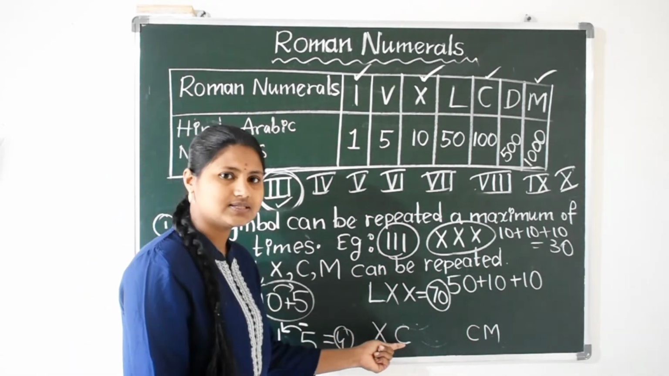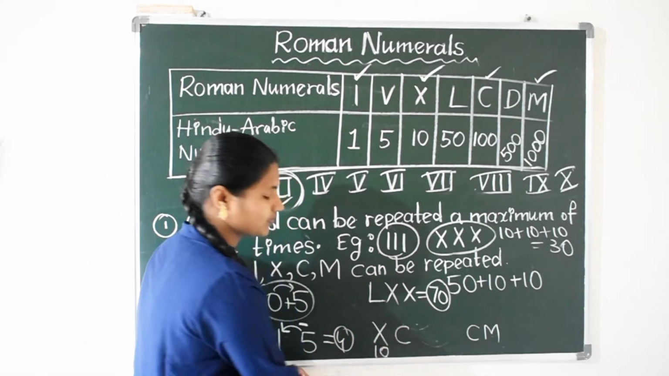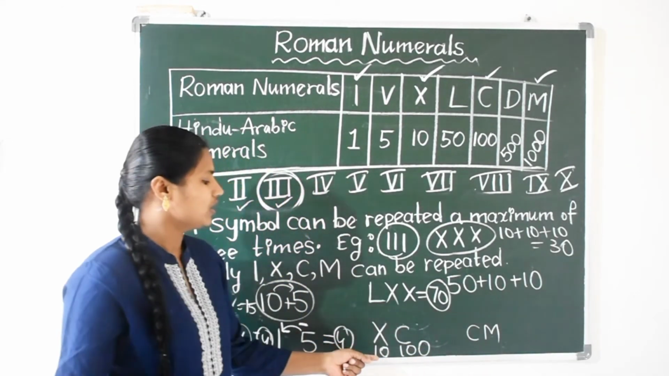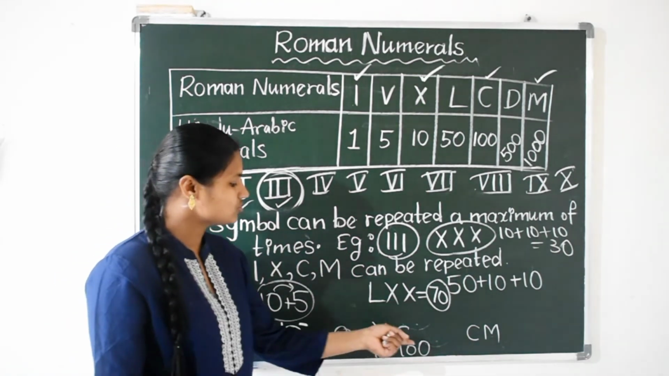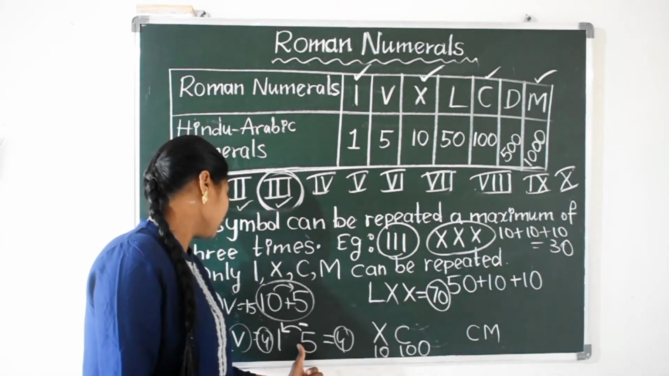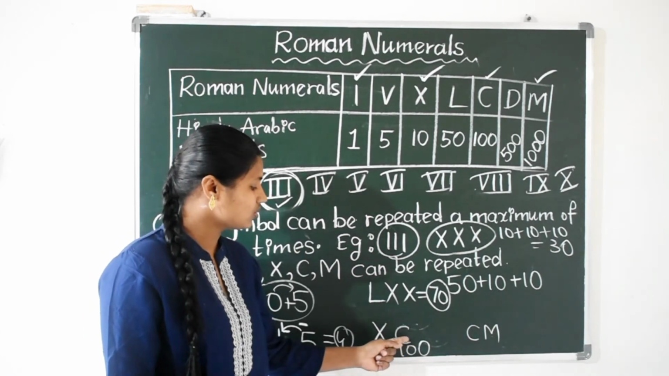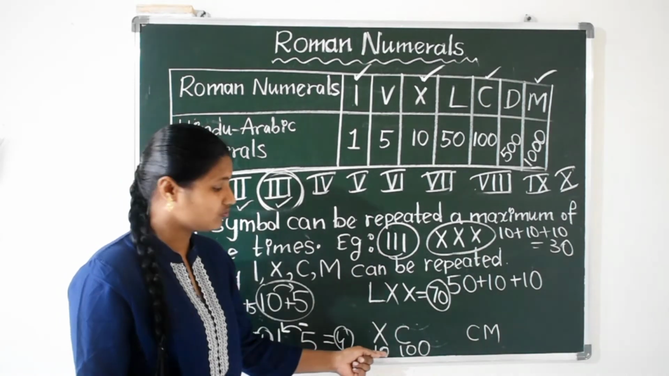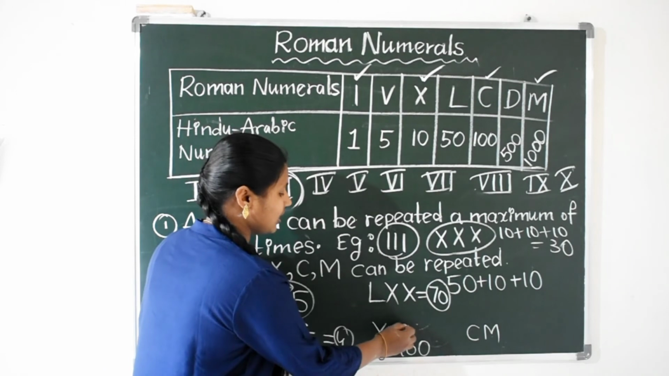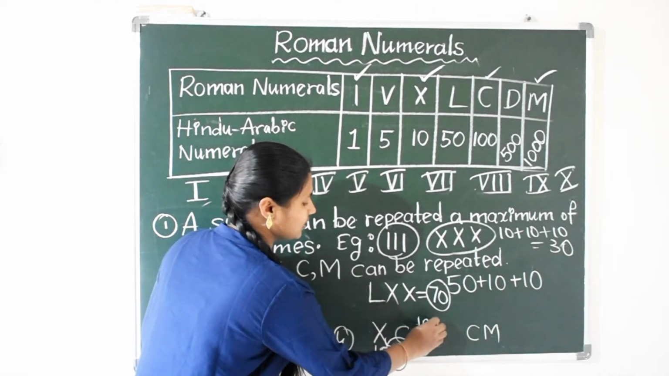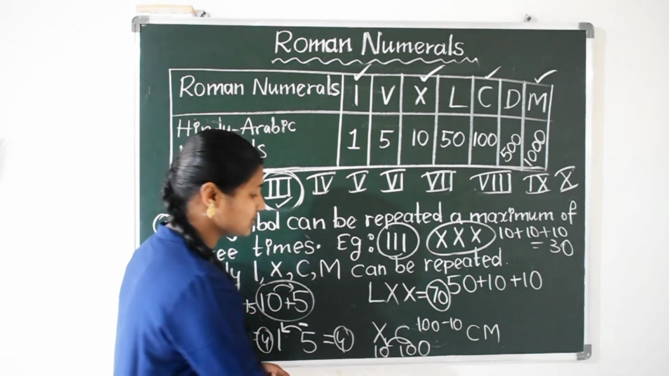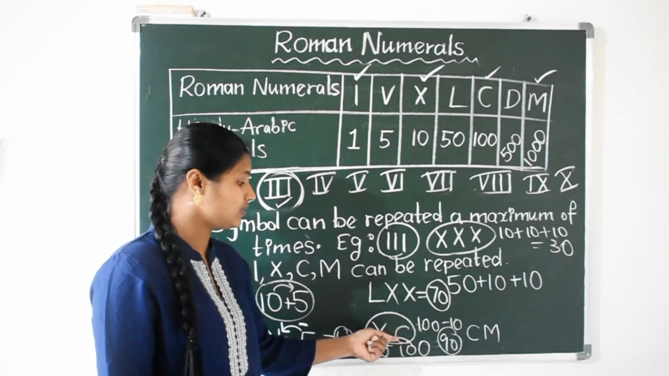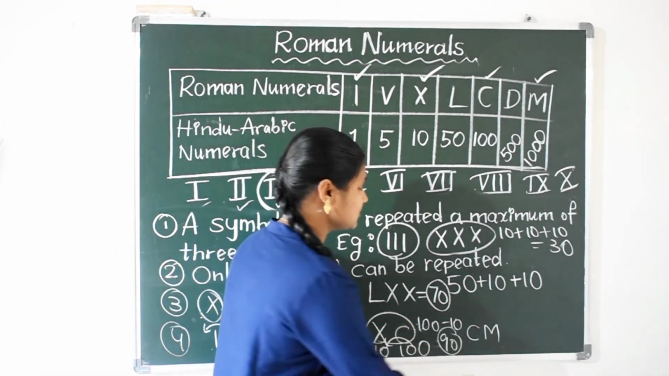And XC, X value is what? 10. C value is what? 100. Right? So here also the smaller number is first, next the bigger number. So rule number 4 is what? A symbol is placed before the greater value, so we have to subtract the smaller value from the bigger value, no? So 100 minus 10 gives us 90. So what is the value of XC? 90. XC means 90.